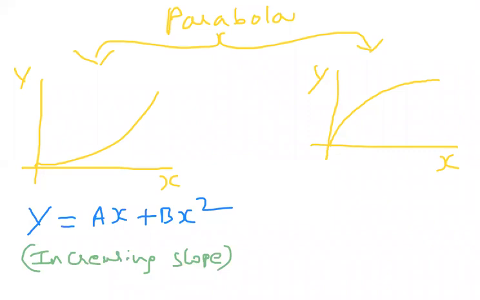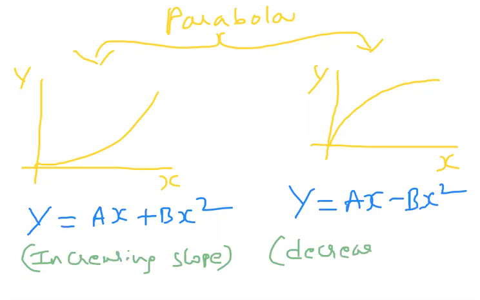Now, in this situation, here I can give y is equal to ax minus bx square. So here, ax minus bx square, what will happen to the slope? You observe carefully before x square. Before x square, we have a negative sign. So I can write it as decreasing slope.